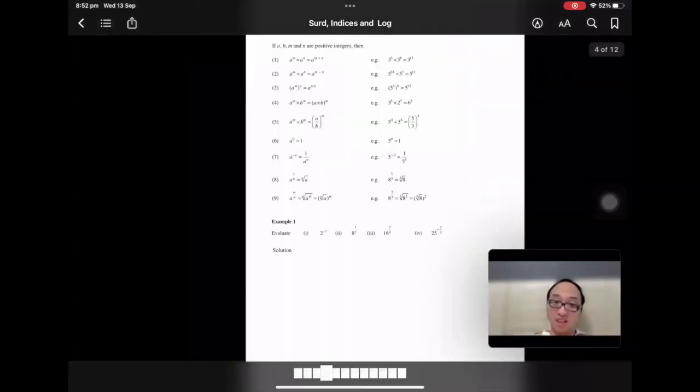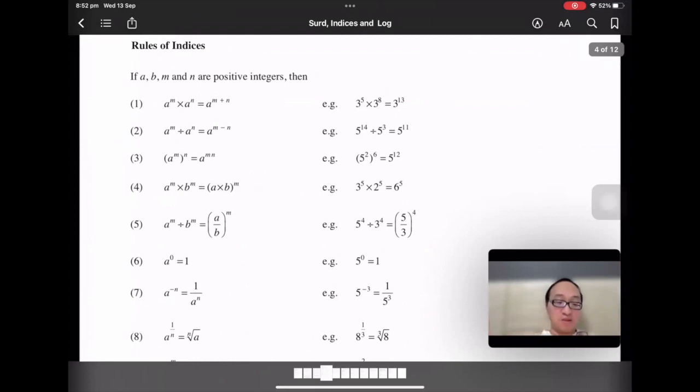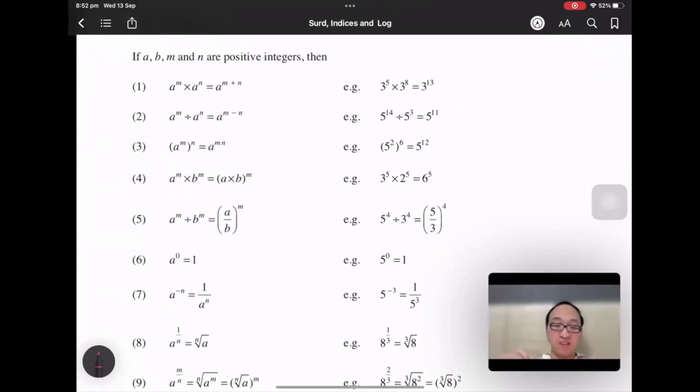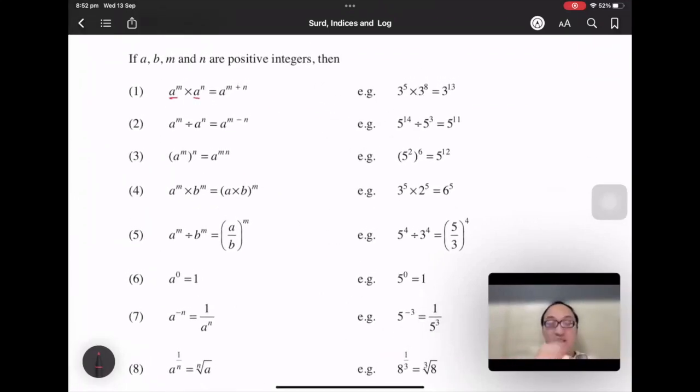That's indices. We have some rules of indices. So the first one, if we have the same base number, in this case the base is a, so a to the power of m times a to the power of n, then we can add the power. So a to the power of m plus n. For example, 3 to the power of 5 times 3 to the power of 8, we can add the power. So it's 3 to the power of 5 plus 8, which equals 13.